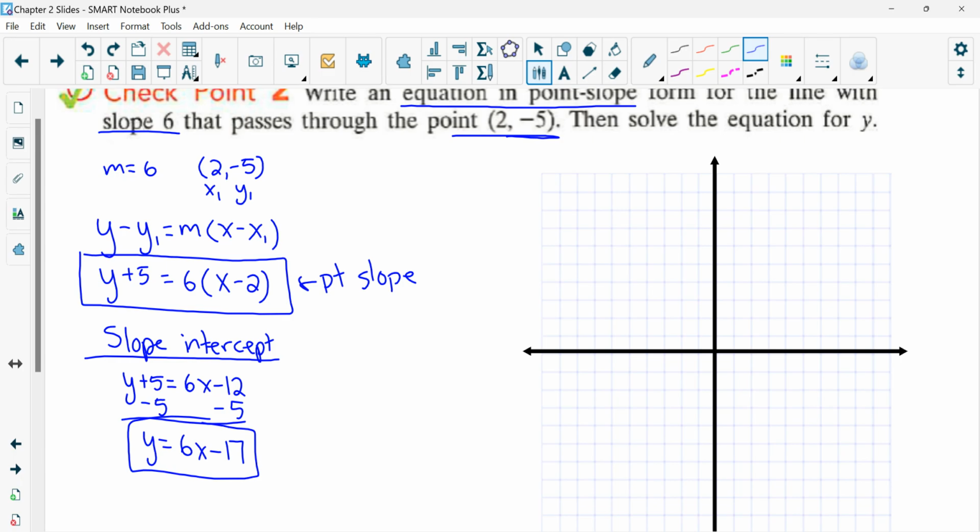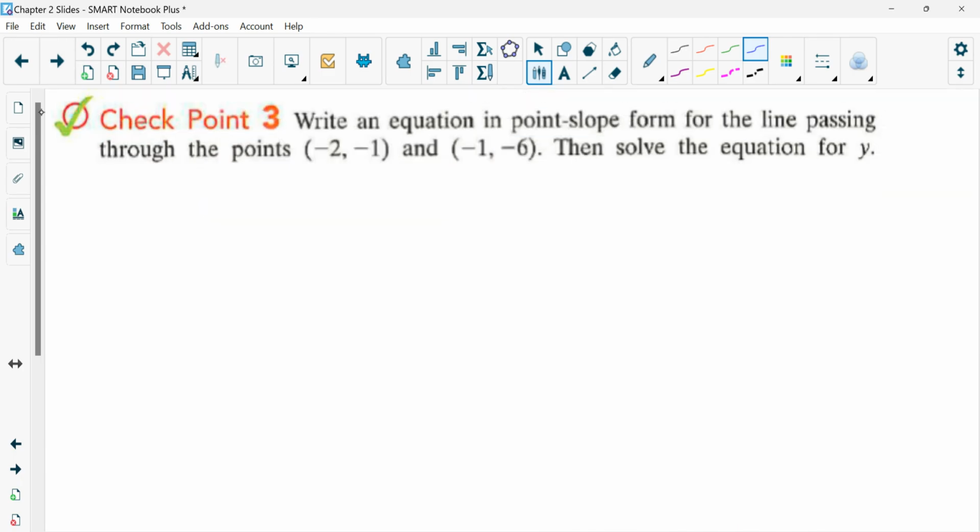And then our last problem is equation in point slope form, and we're just given 2 points. So if you're given 2 points, first thing we need to do is find the slope, because that's how we can write our equation.